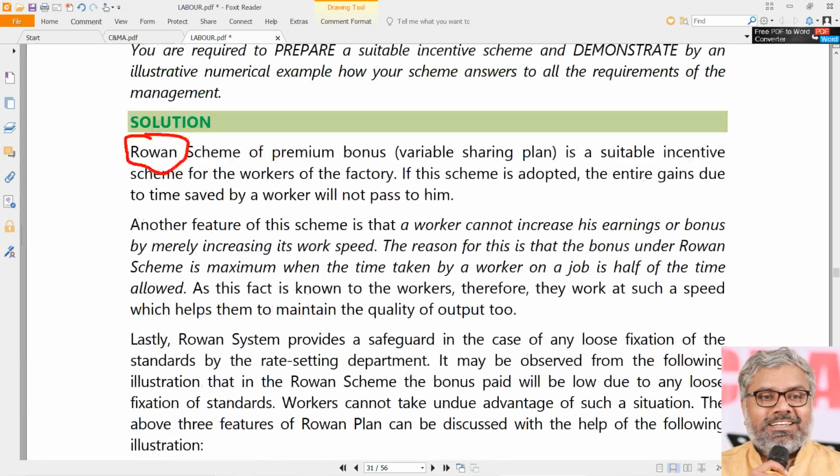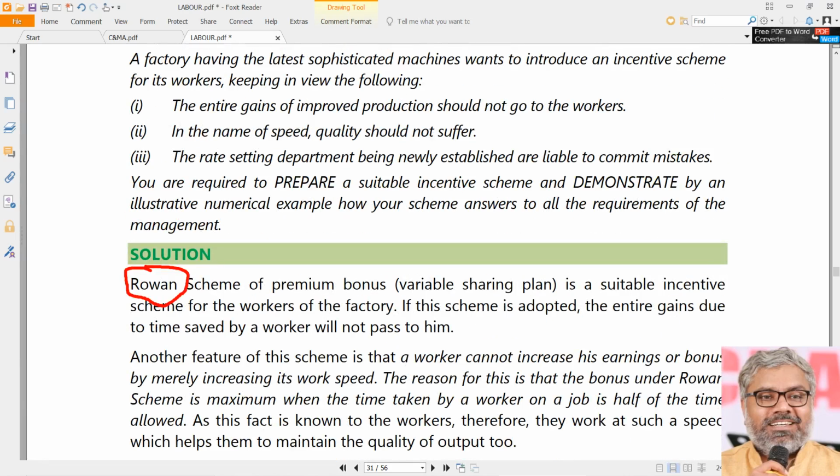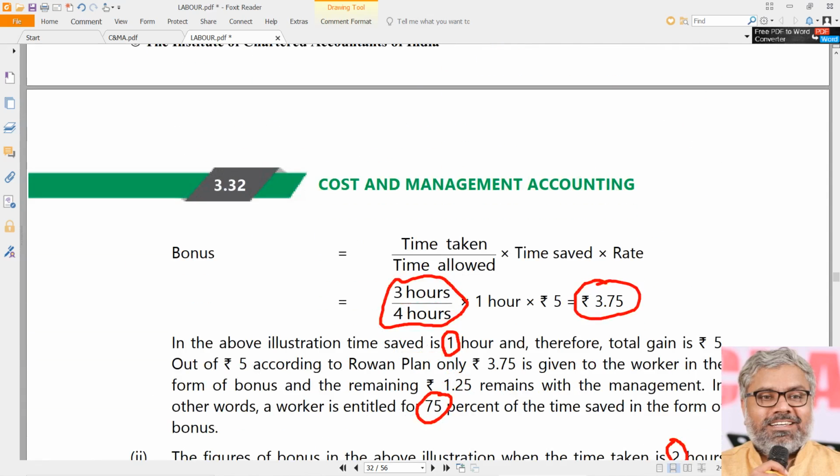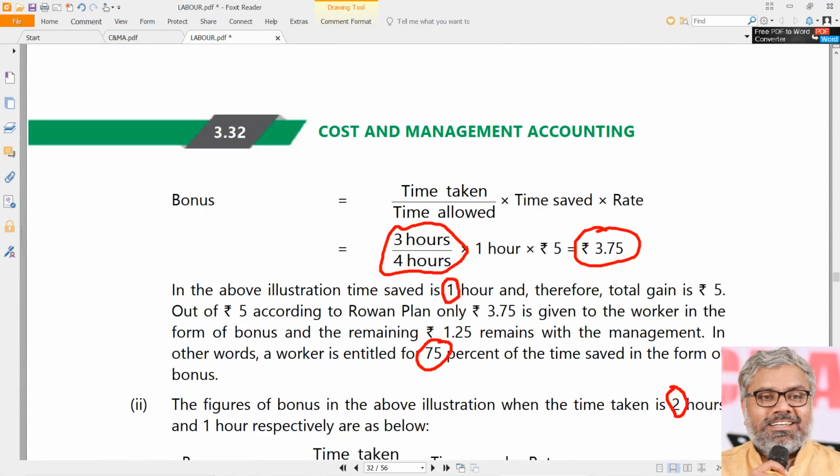First point, what are their objectives? The entire gain of improved production should not go to workers. Definitely it will not go to workers in the Rowan plan, because out of the time saved, only the proportion of time taken by time allowed is given to them. So the entire amount will not go to the workers ever. And if time taken by time allowed is, let us say, equal to 1, that means there is no time saved at all.